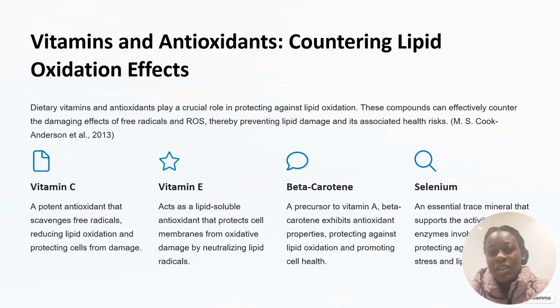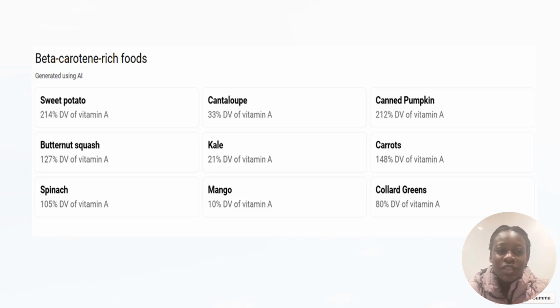Foods that are high in beta carotene most likely have an orange color, an orange hue. So let's look at the foods rich in beta carotene: sweet potatoes, butternut squash, cantaloupe, mango, canned pumpkin, and carrots. These are the ones I mentioned that usually have an orange hue. Others also include spinach, kale, and collard greens.